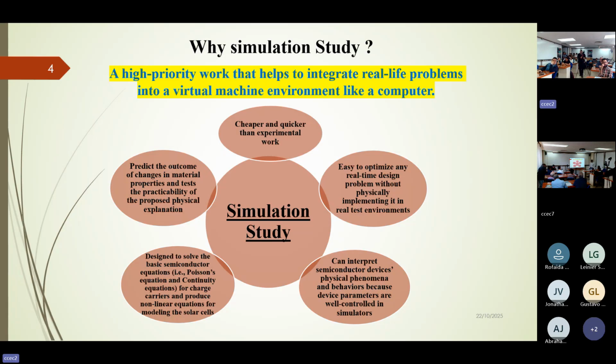Also, it can interpret semiconductor devices and complex physical problems, and solve the basic semiconductor equations, normally the Poisson equation and the continuity equations for charge carriers. It can produce non-linear equations for modeling solar cells and predict the outcome of a material property. And the most important is that it can explore new devices cheaper and quicker. These are the advantages.